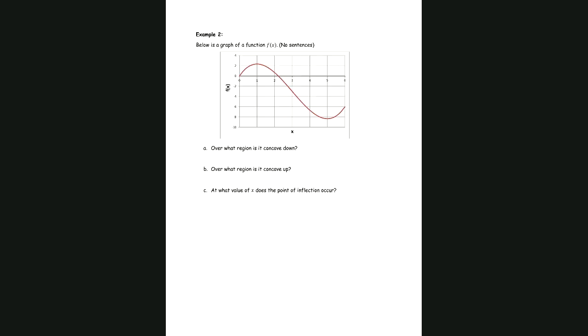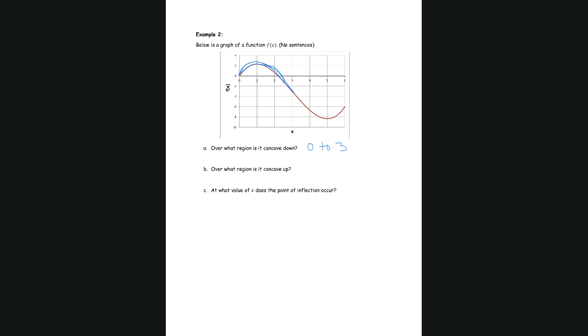Let's just do an example here. Over what region is this graph concave down? We look at this, concave down from here to about here. So this is the region where it's concave down. That's the x value, the x coordinate. So that's from 0 to 3, where it is concave down.